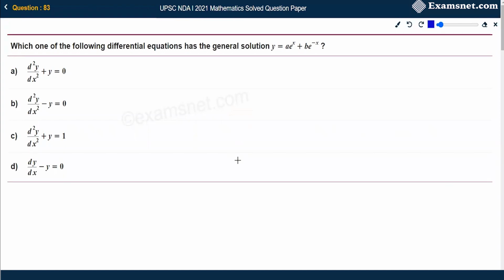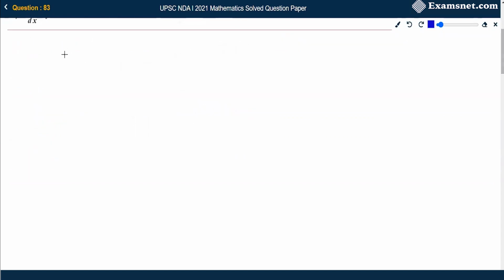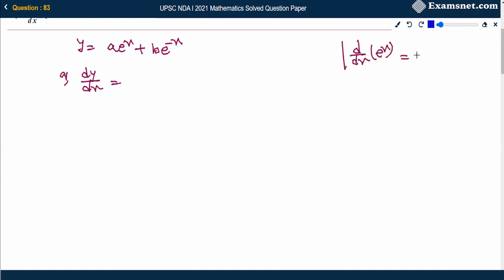In question number 83, it is given which one of the following differential equations has the general solution y equals a e to the power x plus b e to the power minus x. First of all, let me write the equation: y equals a e to the power x plus b e to the power minus x. Next, we will differentiate both sides with respect to x, so it becomes dy dx. Now if we differentiate e to the power x with respect to x, we will get e to the power x back.